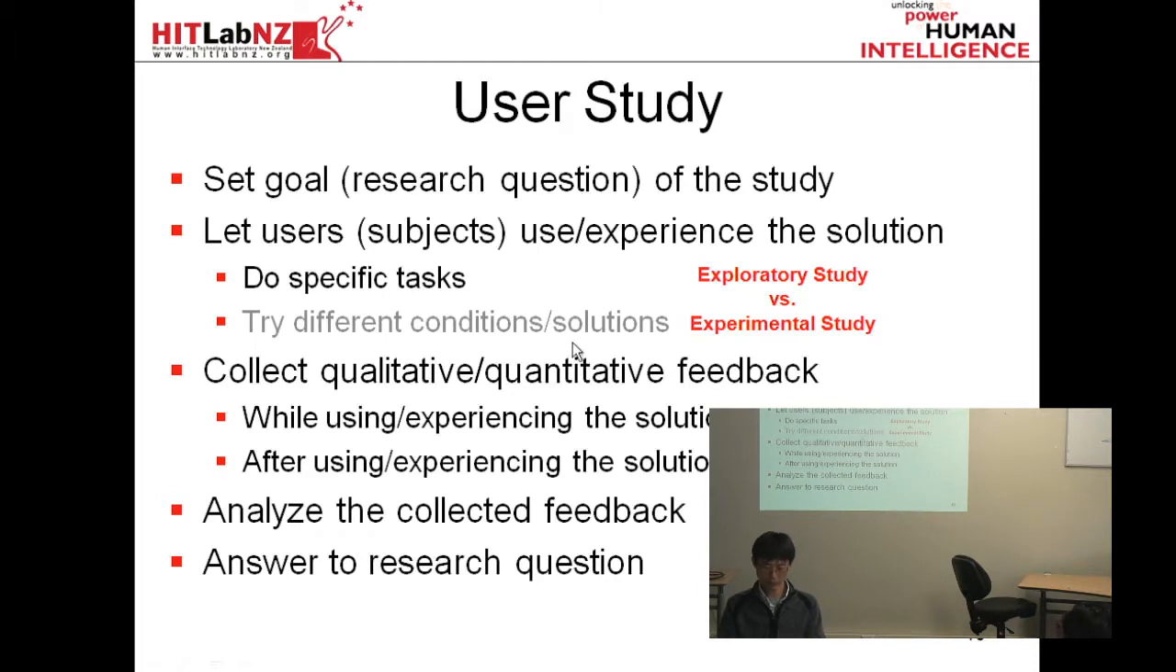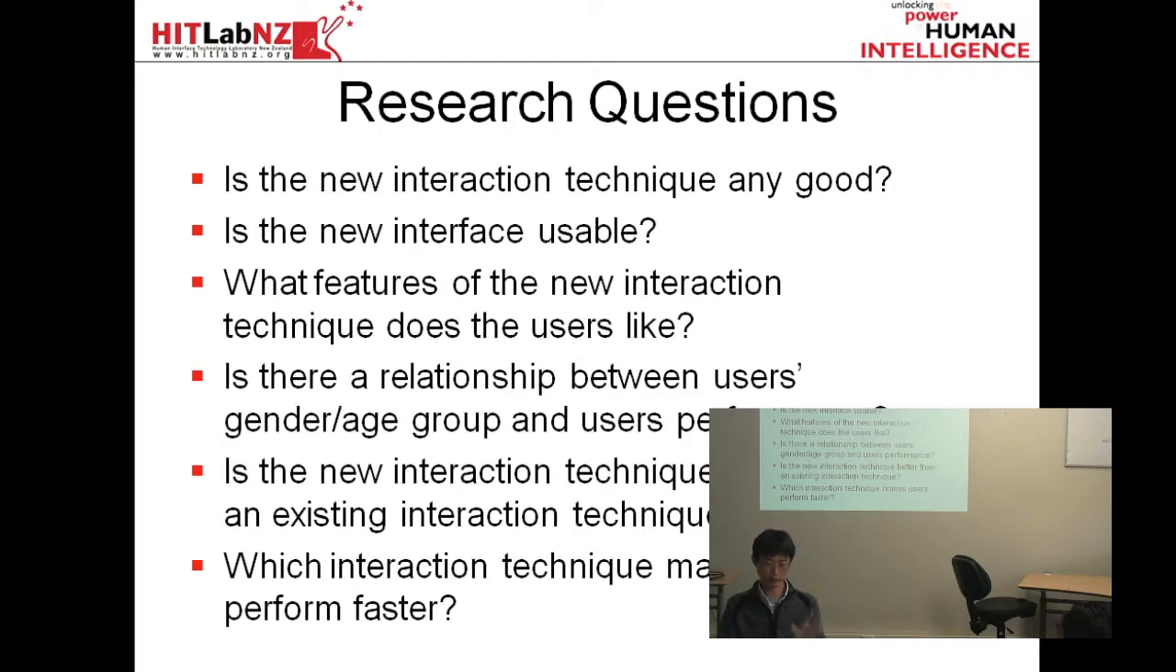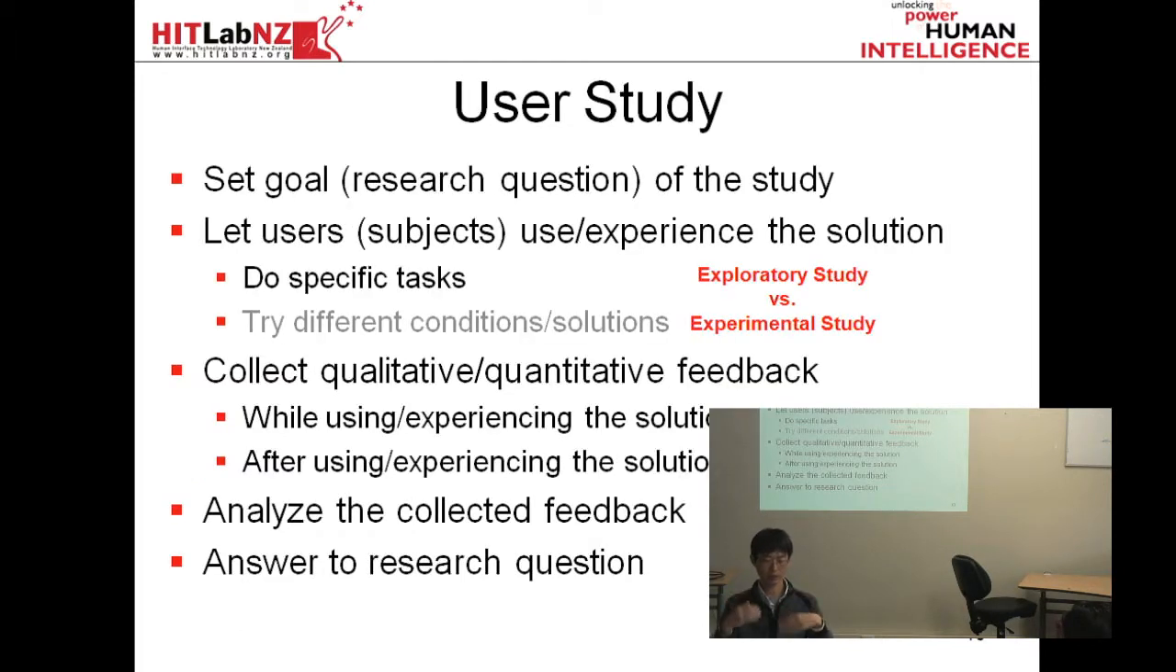But in general, despite these different types of research questions, the user study flows in this process. At the first stage, you set your goal or your research question, of course. And depending on your research question, you choose the method you want to use. And usually, despite different methods, what you do next is let your users or subjects try your user interface. You can either let them do specific tasks, or you can let them just freely try it out without any specific instruction and so forth.